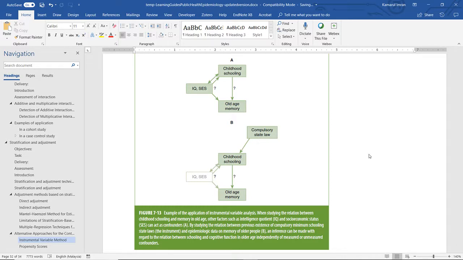So for example, in figure 7.13, an example of the application of instrumental variable analysis when studying the relation between childhood schooling and memory in old age. So this is the independent variable, this is the dependent variable, and these are the confounders. So the next question: how can we remove the effect of confounders in the analysis?